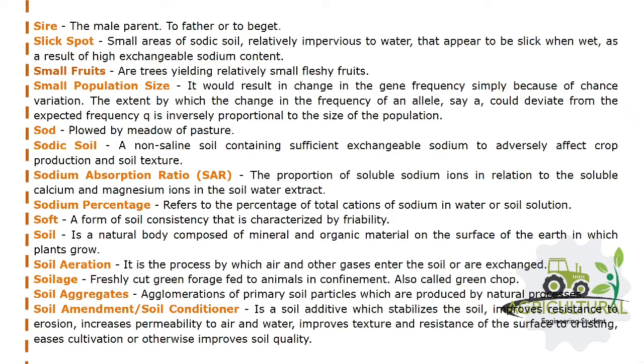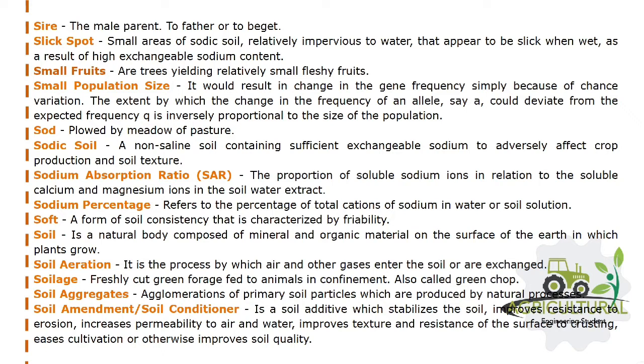Soil is a natural body composed of mineral and organic material on the surface of the earth in which plants grow. Soil aeration, it is the process by which air and other gases enter the soil or are exchanged. Soilage, freshly cut green forage fed to animals in confinement. Also called green chop. Soil aggregates, agglomerations of primary soil particles which are produced by natural processes.